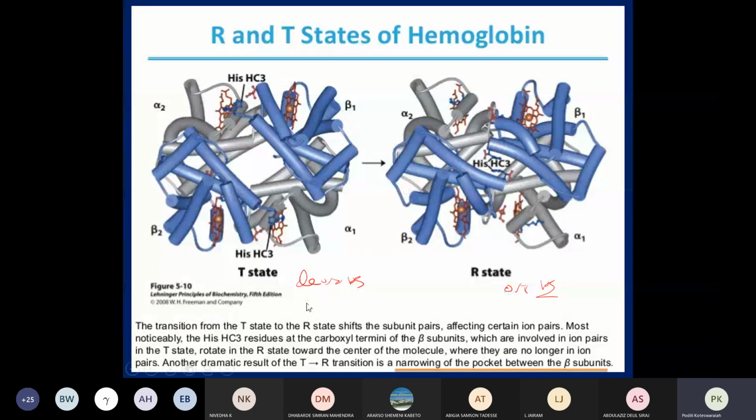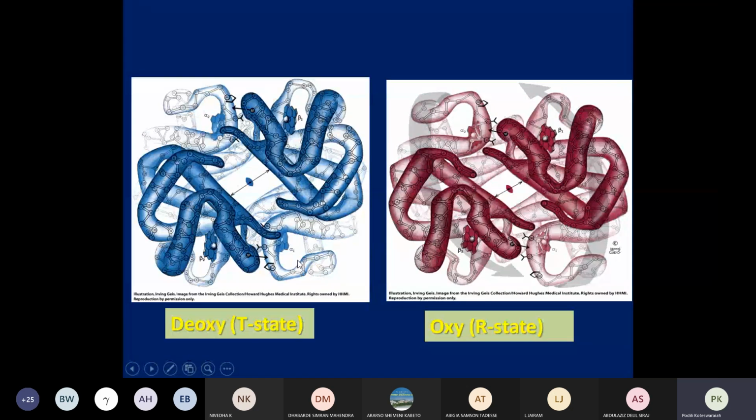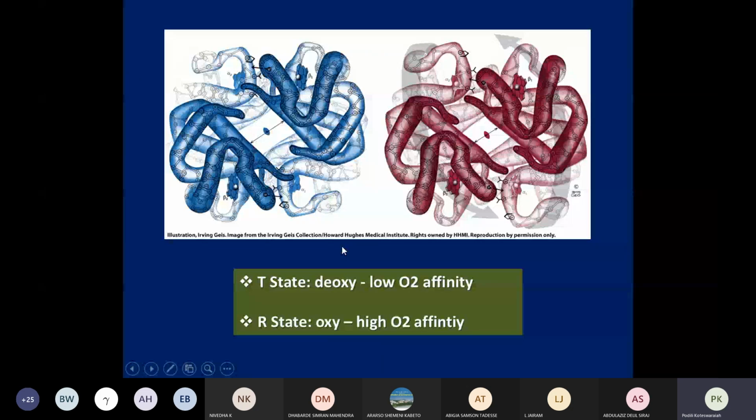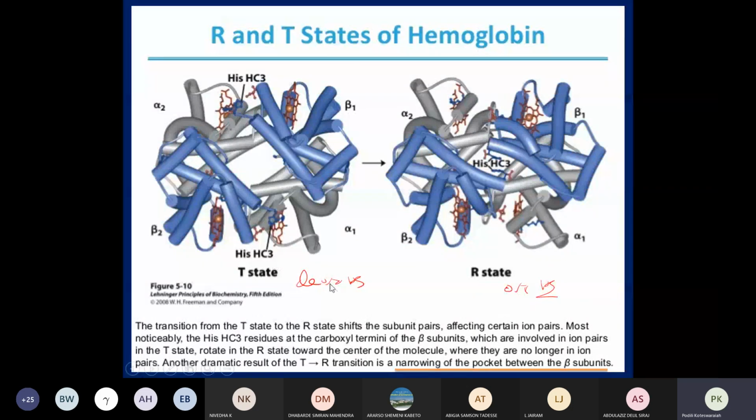Upon binding of oxygen, the T state is converted into the R state, or upon release of oxygen from oxyhemoglobin, the R state is converted into T. So these two states are interconvertible depending upon the condition and the oxygen tension. The T state has a low affinity for oxygen, whereas the R state has a high affinity.